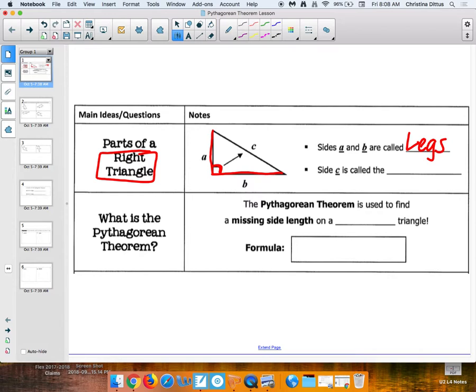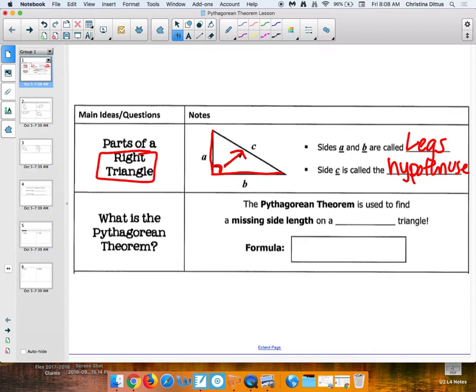Legs. So the ones that connect to make the 90 are called legs. The side across, the one that does not touch the right angle, is called the hypotenuse.